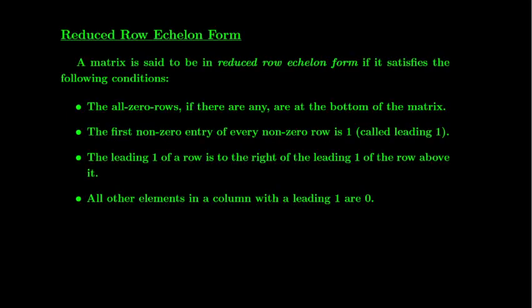Then I'm going to tell you what we mean by the simplest form. The simplest form is called row-reduced echelon form. I used to ask people what we mean by echelon, and not many people know this word, I guess. Echelon means in steps. Now let's look at the definition.